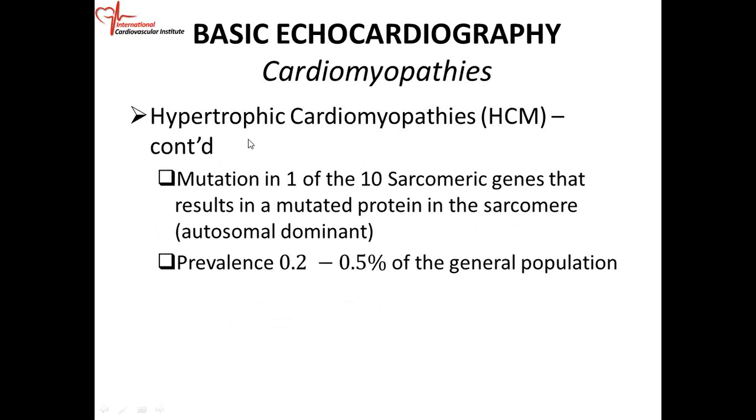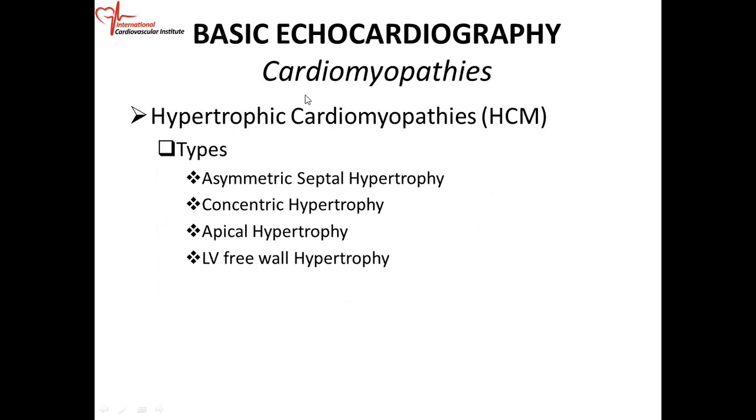And again, as we say, it's usually a genetic problem where you have a mutation in one of the 10 sarcomeric genes that results in a mutated protein in the sarcomere. It is autosomal dominant, okay? And the prevalence in the population is about 0.2 to 0.5%. And there are different types of hypertrophic cardiomyopathy. We also call it HCM.